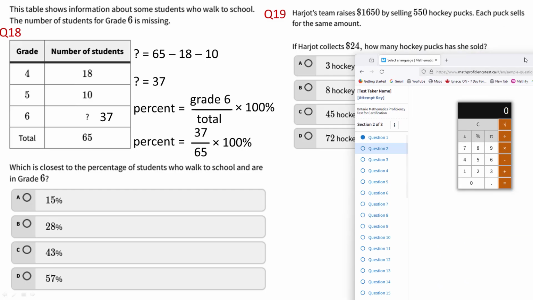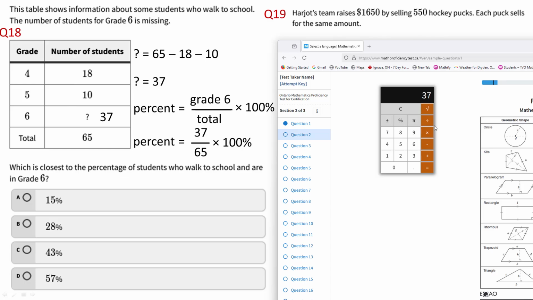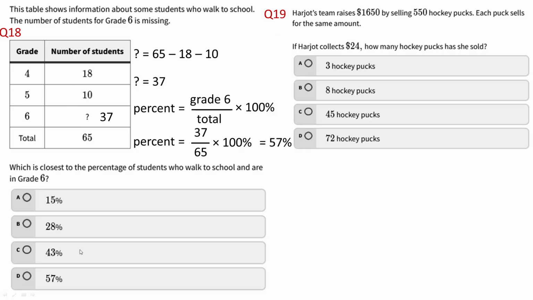So if we bring our calculator back here, 37 divided by 65, okay, so 0.5. Now, you can't go percent because the percent actually divides by 100. So you have to go 37 divided by the 65, okay, so that's the decimal, and then times 100 to convert it into a percent. That percent key only converts a percent that's already a percent into a decimal, okay? So 56.9, and of course that will round to 57. So 57% is the correct answer for question number 18.